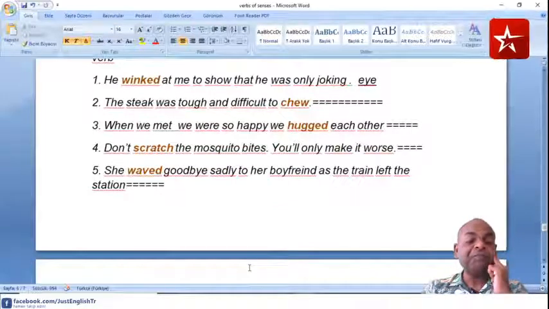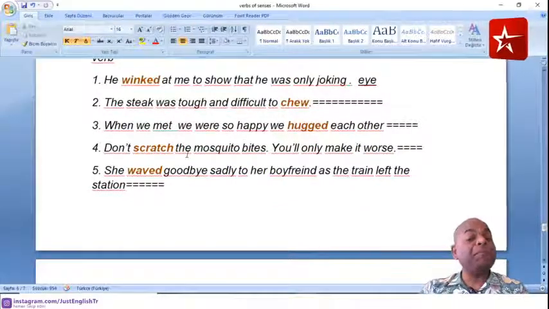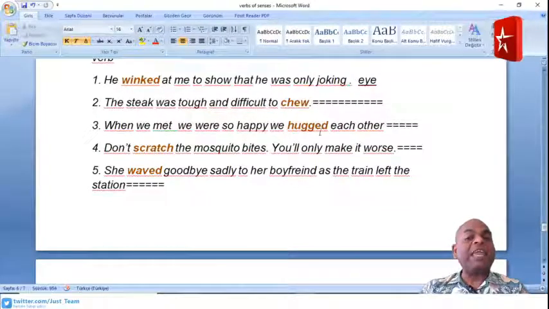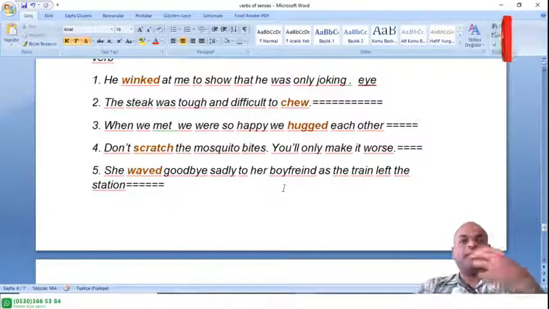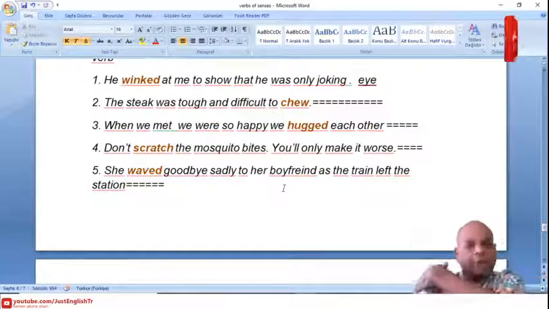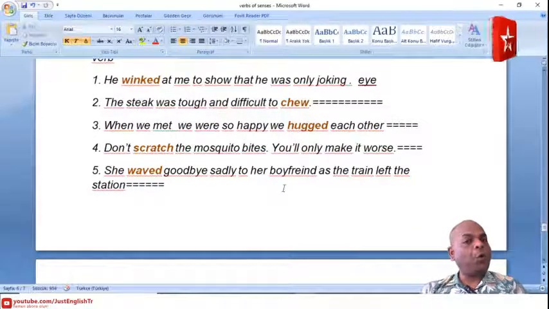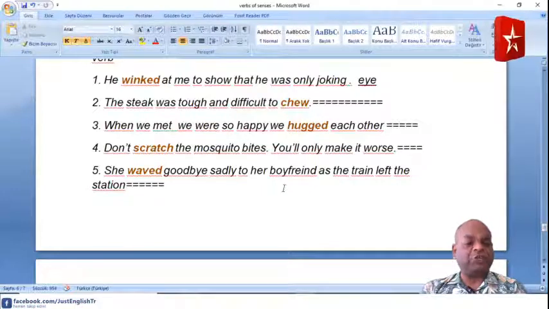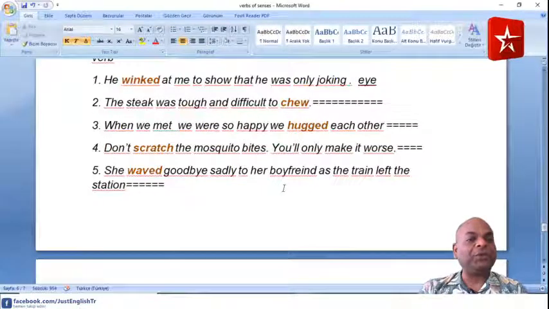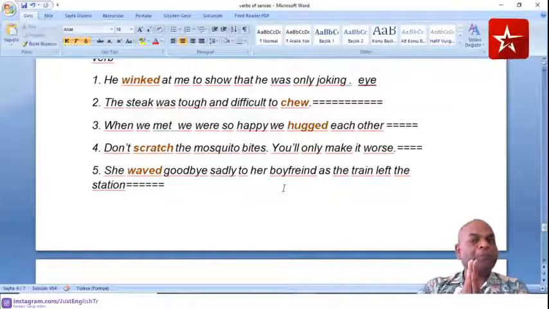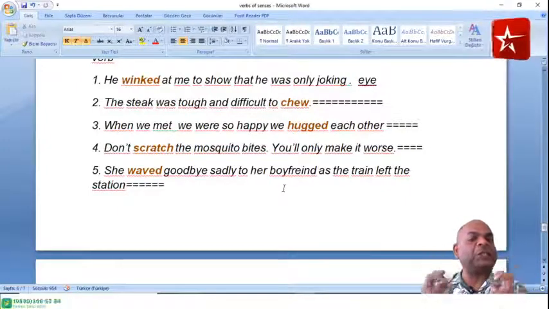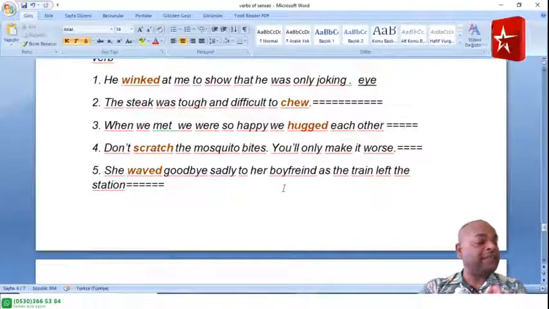Number 3. When we met, we were so happy. We hugged each other. Now, if you don't know what is hugged, now this is hugged. Okay? So when we met, we were so happy. We hugged each other. All right, guys? That's number 3. I need the answer for number 3, guys. There we go. Number 3, the answer. When we met, we were so happy. We hugged each other. And let's go and check here.